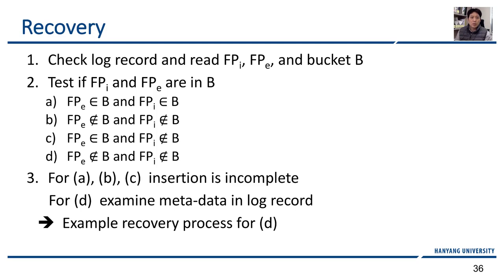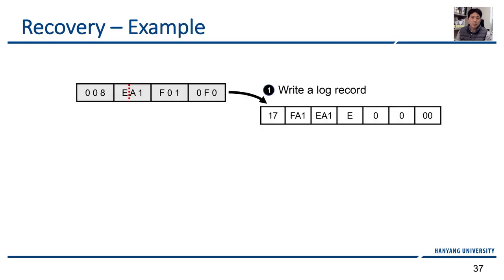To recover, we check log record to read FPI, fingerprint to insert, FPE, fingerprint to evict, and bucket. Then we test if FPI and FPE are in the bucket. For these three cases, the update is incomplete, so we undo and reapply the update. For case D, we need to further examine other information in the log record to determine the completeness of the update. I'm going to give an example recovery for case D in the next slide.